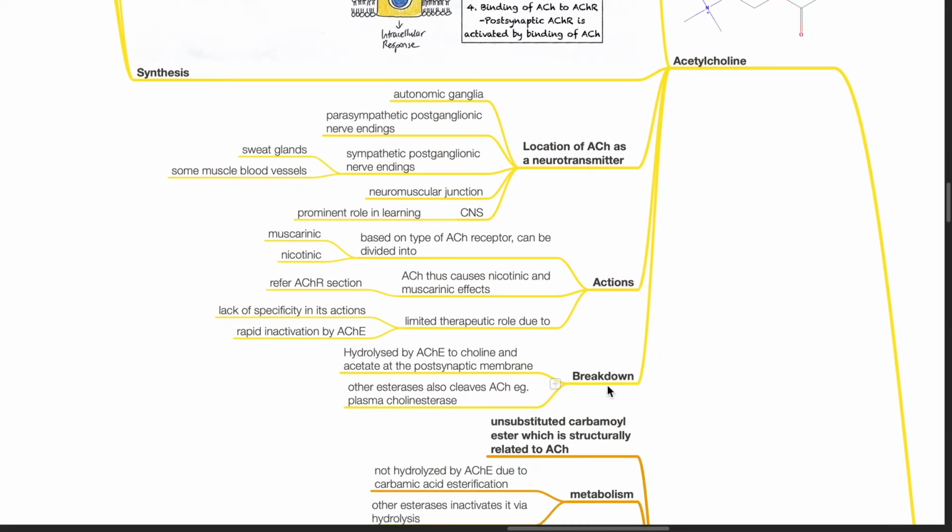Breakdown of ACh. It is hydrolyzed by acetylcholinesterase to choline and acetate at the postsynaptic membrane. Other esterases also cleave acetylcholine, such as plasma cholinesterase, which will be discussed later.